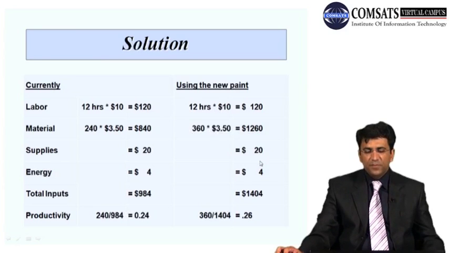Supplies cost will remain same, energy cost will remain same, and now the total input cost is $1404. Again, the productivity is equal to new output now, that is 360, divided by total input we just calculated, and this will be equal to 0.26. So in this way we can calculate the productivity before and after the usage of that new paint.